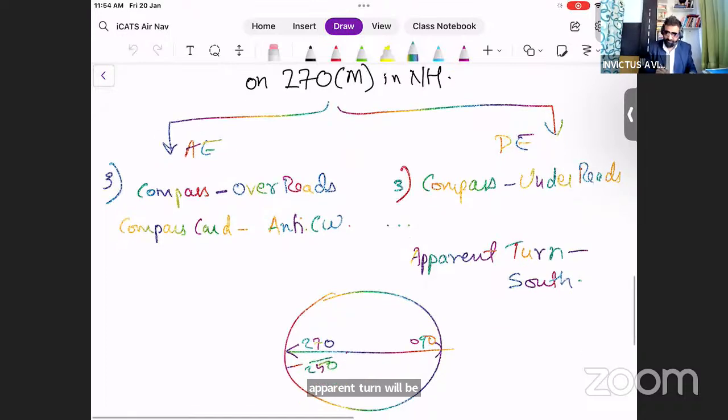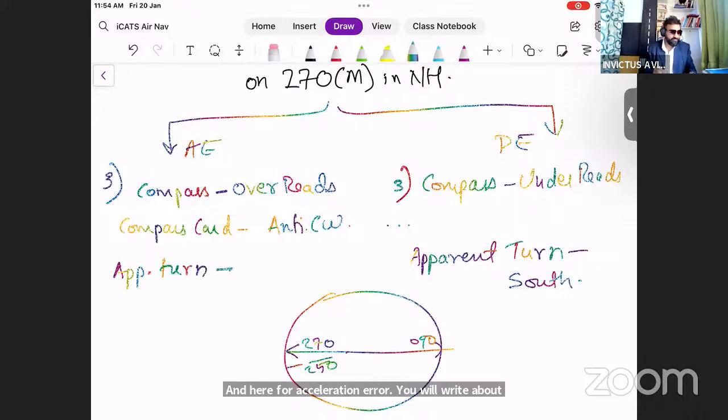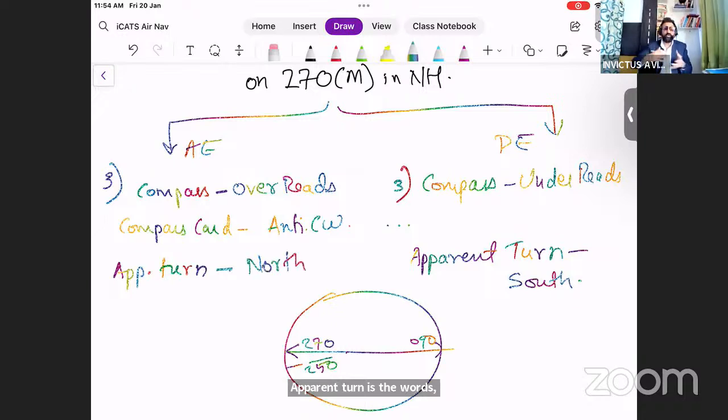And here, for acceleration error, you will write: apparent turn is towards the north. Overreads, it's reading extra, means it is going clockwise to the right, that is to the north. Underread, it is reading lesser, it means it's going towards the south. That is the meaning, same.